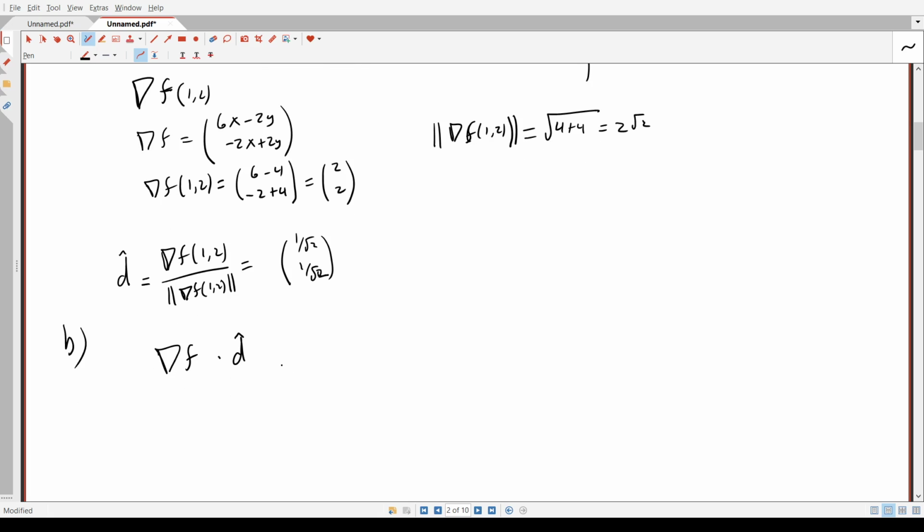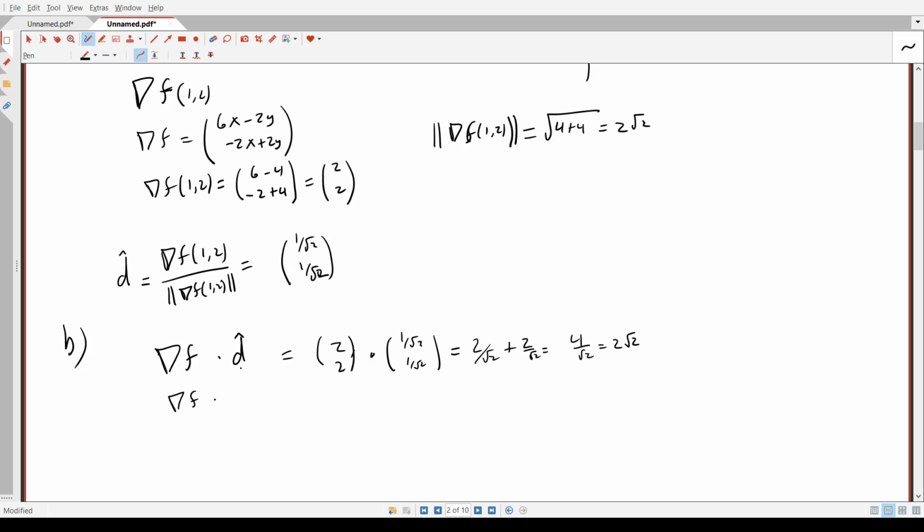So I could just start computing, right? This is going to be 2, 2 dot 1 over root 2, 1 over root 2, which is 2 over root 2 plus 2 over root 2. It's 4 over root 2, which is 2 root 2. Okay, so I could do that, and that's totally fine. It's a little bit extra work that I don't need to do because, notice this.